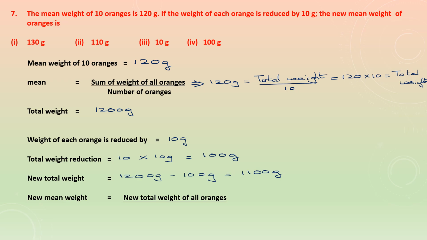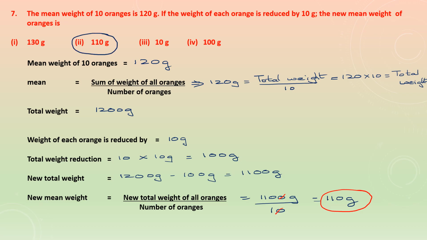Now to find the new mean weight. Remember, we are asked to find the new mean weight. So we say new total weight of all oranges by the number of oranges. So we are going to find the new mean weight, which is the new total weight, 1100 grams, and the number of oranges is 10. So now we can cancel 10 here and 10 here. 110 by 1 is 110 itself. 110 grams is our answer. So the new mean weight is 110 grams, and that is option 2, 110 grams.